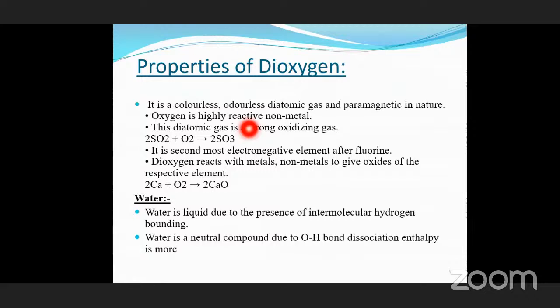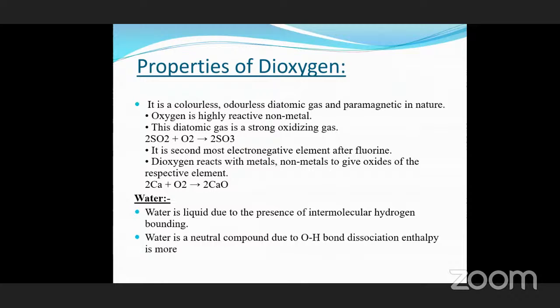Then dioxygen reacts with metals and non-metals to give oxides of the respective elements. That means dioxygen is always reactive with metals or non-metals to give their respective oxides. For example, calcium reacts with oxygen to form CaO, that is calcium monoxide.